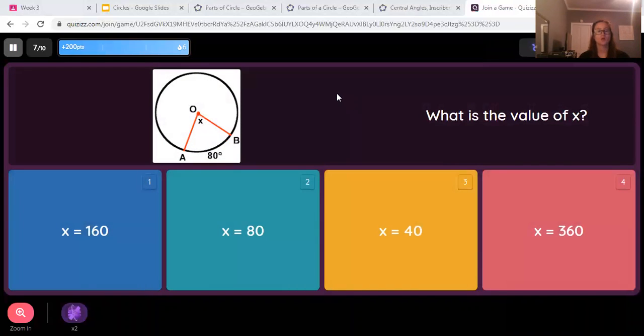All right. What is the value of x here? Now, if you notice, x is in the central angle because the vertex of this angle is in the center, right? So this arc that it creates is 80 degrees. Well, central angles and their arcs are the same. That just means x should also equal 80 degrees. All right. So our answer should be right here.